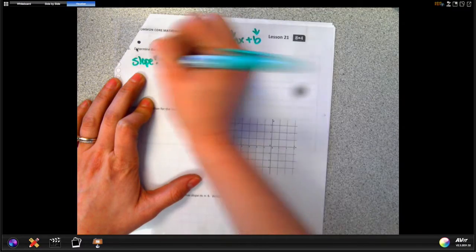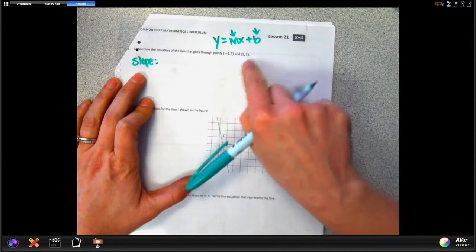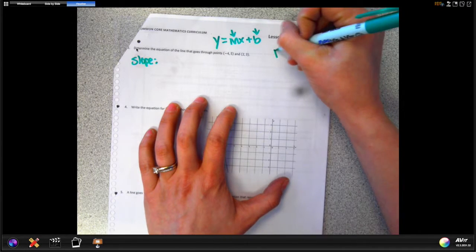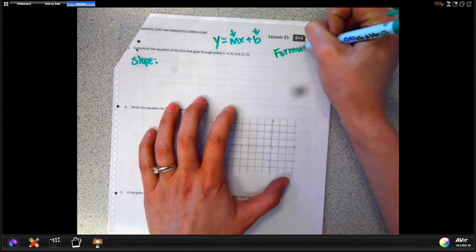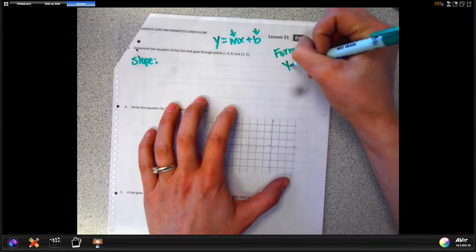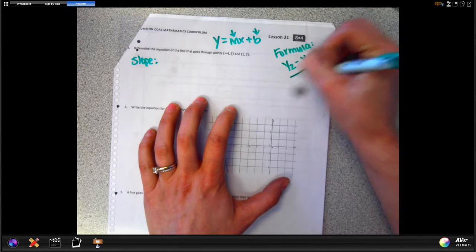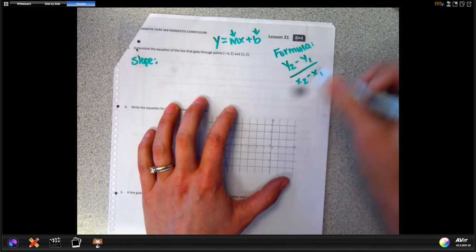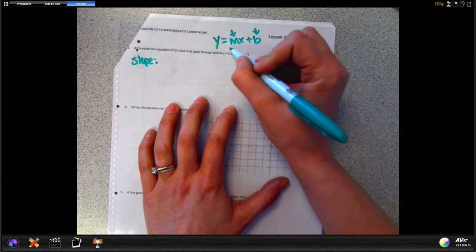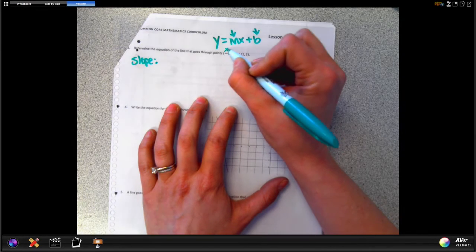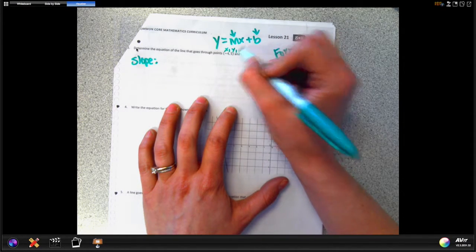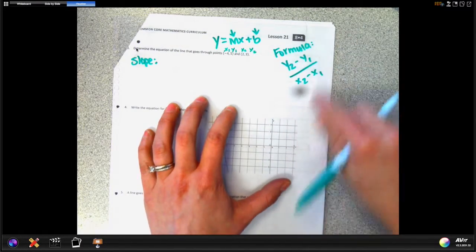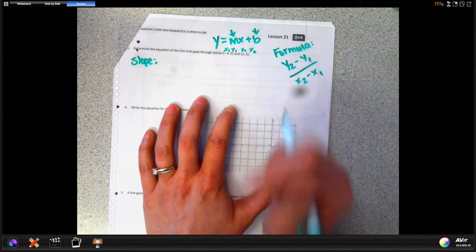If you don't have a graph, but you do have 2 ordered pairs, you can use the formula for slope. So you may recall in the past lesson, our formula for slope is y2 minus y1 over x2 minus x1. And where does that come from? That comes from up here. This is x1, because that's the first x, y1, x2, y2. Okay, so we're going to go ahead and substitute our numbers in.